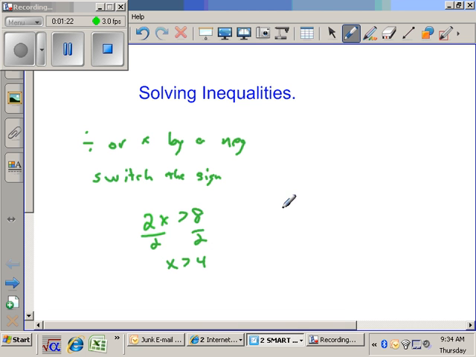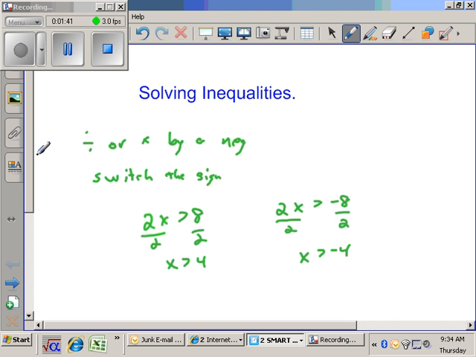Now, let's do another easy problem. 2x is greater than negative 8. Once again, I'm still dividing by a positive, so I still don't have to change anything. x is greater than negative 4.